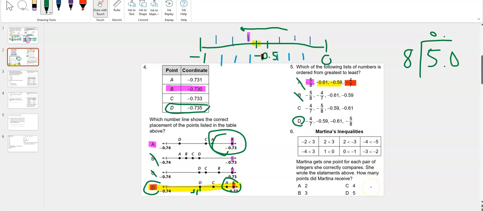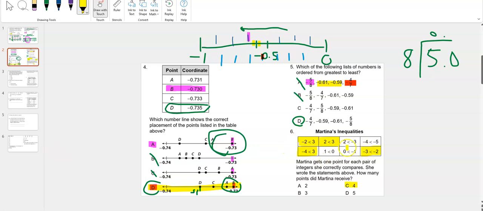This next one is pretty straightforward. You need to find the ones that are done correctly and how many points that Martina is going to get. All you have to do is check all of her inequalities and see which ones are right. You can use a number line to help you. Just remember, the larger the negative, the smaller the value.